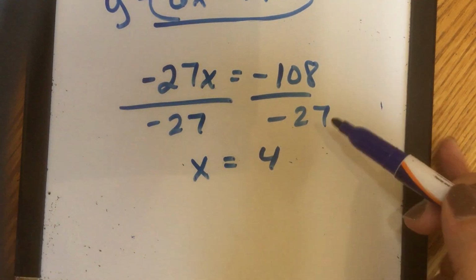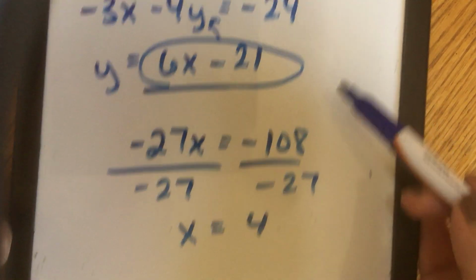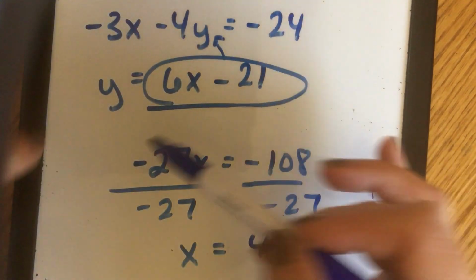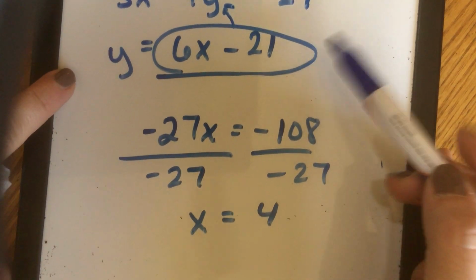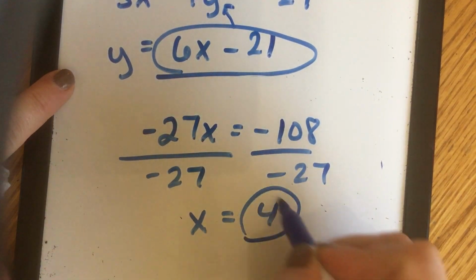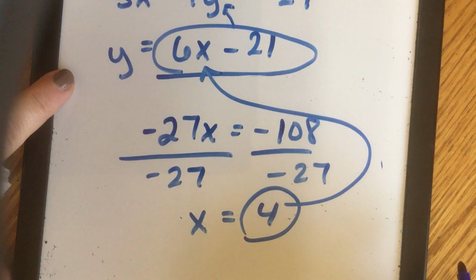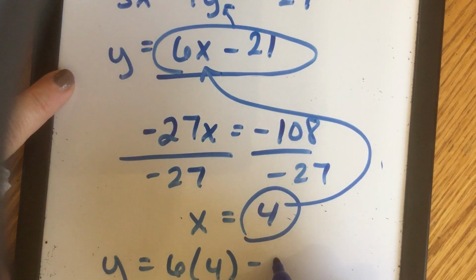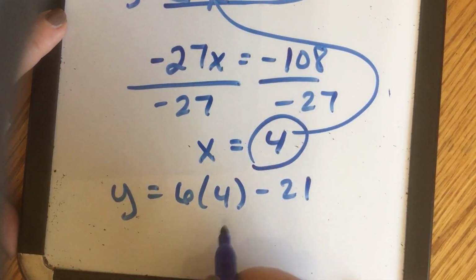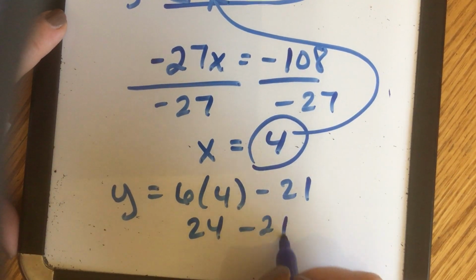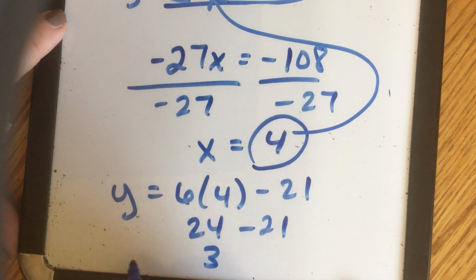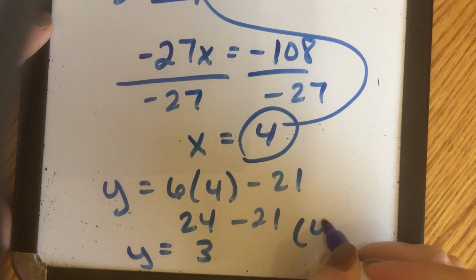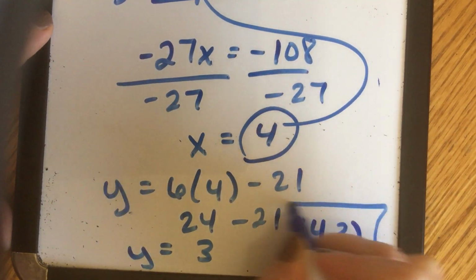Now you're going to plug that back up into one of these equations. Now you don't want to plug it in here. You could plug 4 in there and solve, but you have a y equals equation, so definitely use it. So we're going to take 4 and plug it into the x value there. So y is equal to 6 times 4 minus 21. So 6 times 4 is 24, minus 21 is equal to 3. So y is equal to 3. So that means my answer is 4, 3.